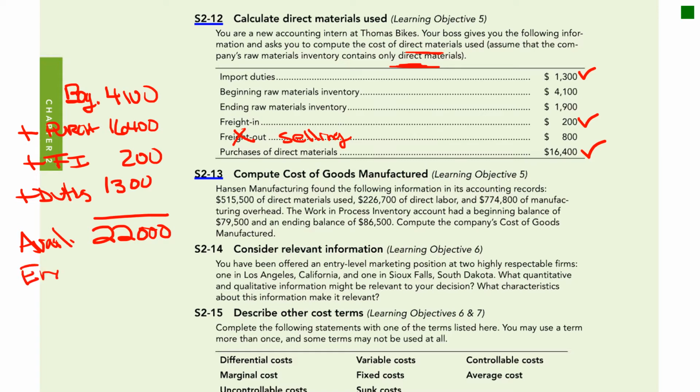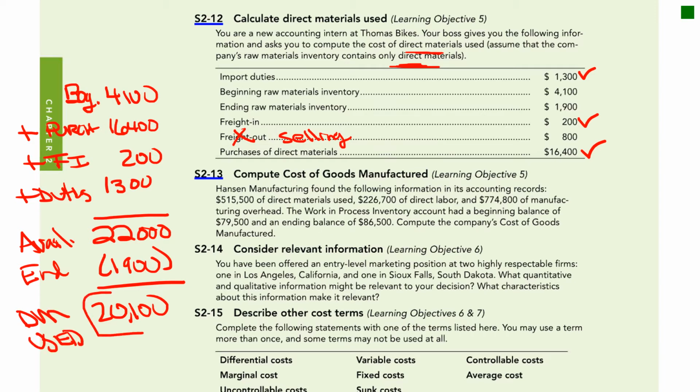And then the ending balance, the ending raw materials is $1,900. You're going to subtract that. And when we subtract that, you get $20,100. Guys, that's your number. That is basically your direct materials used. That's how you calculate it. So remember, it doesn't really matter what order you put this in, but you're going to add your beginning materials plus basically everything that you bought in, which is right there. That's going to give you total available. Subtract out ending, gives you direct materials used.